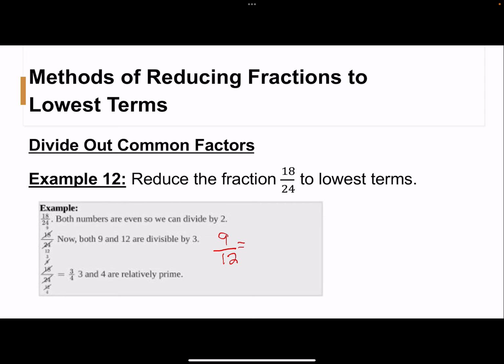Well, we're going to continue on. We know that 9 and 12 is divisible by 3. So 9 divided by 3 is 3. 12 divided by 3 is 4. Since 3 and 4 are relatively prime, there's no common factor other than 1 that I can divide them by. We know that 18/24, reduced in its lowest form, is 3/4.